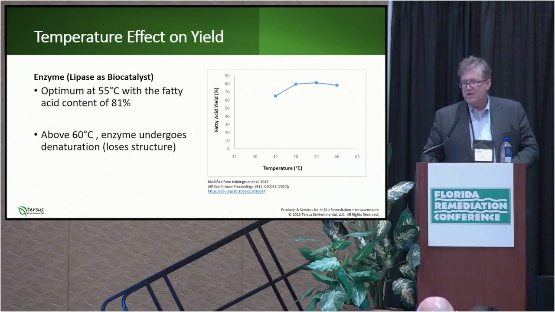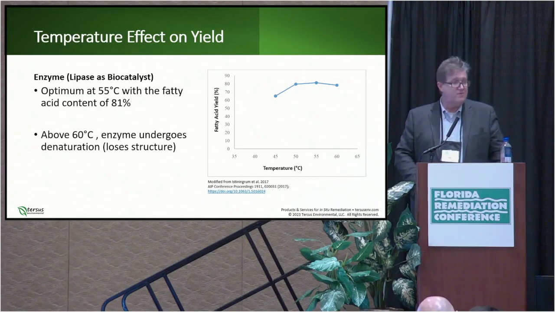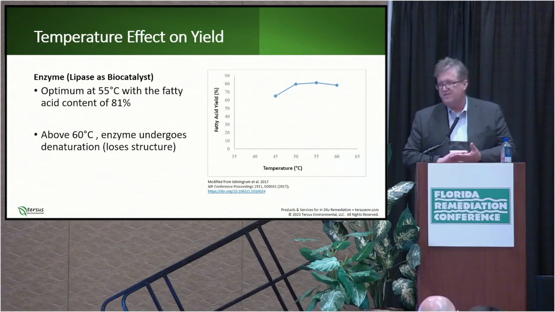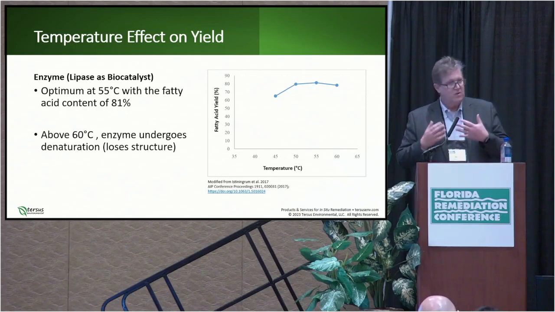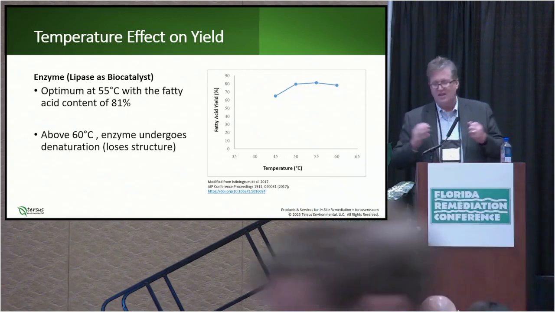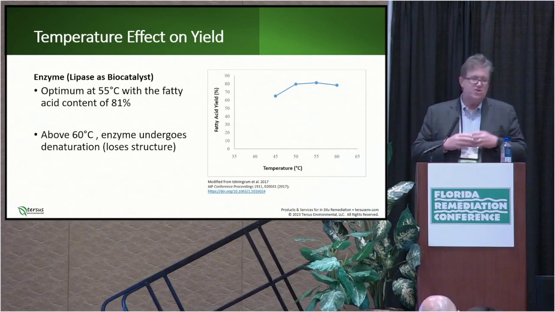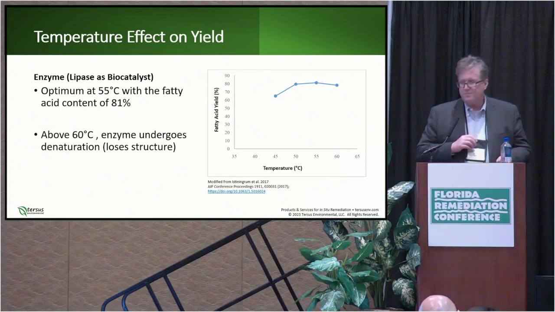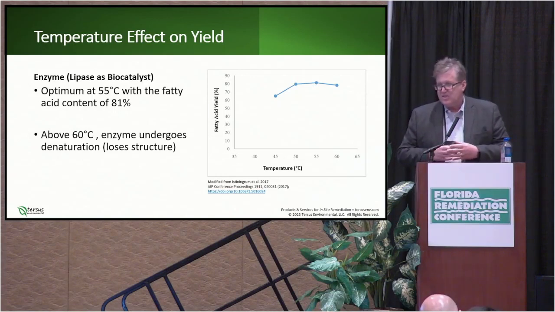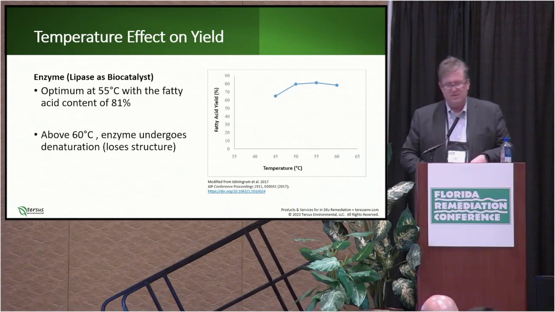If we look at the temperature effect, the yield of an enzyme, for example, is going to have an optimal temperature range of 55 degrees C, which would generally produce about 80% volatile fatty acids in a laboratory, for example. But generally above 60 degrees C, the proteins and enzymes begin to break down, and so it's going to lose its structure, and then the efficiency just isn't there anymore.